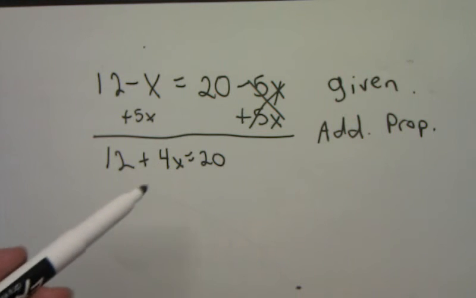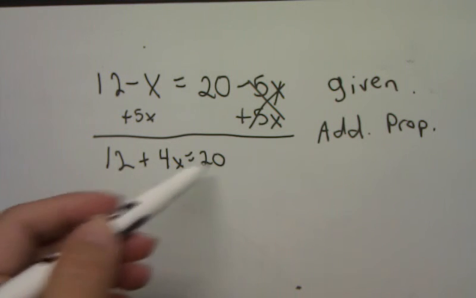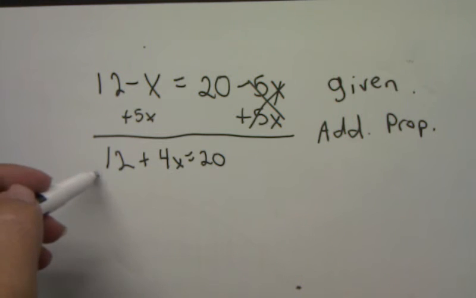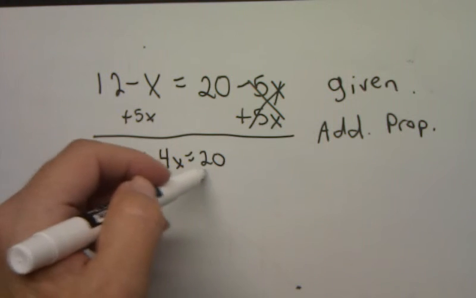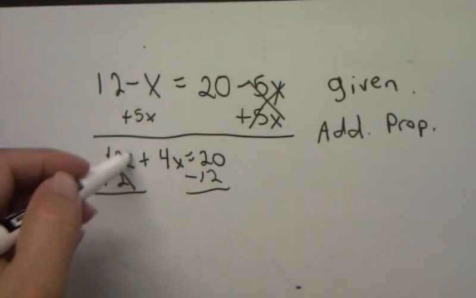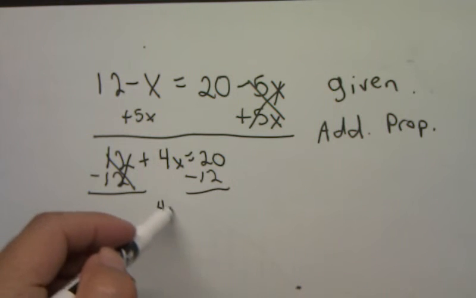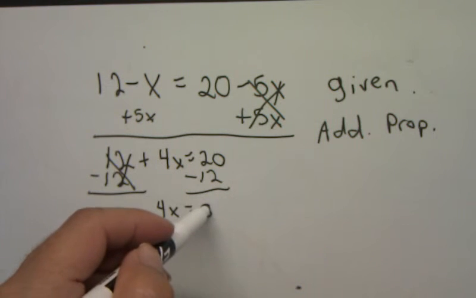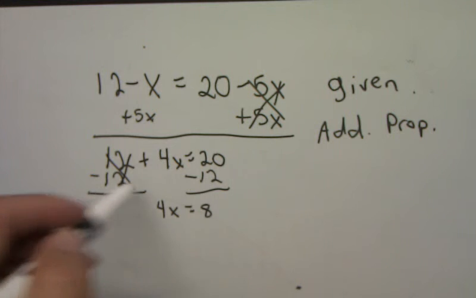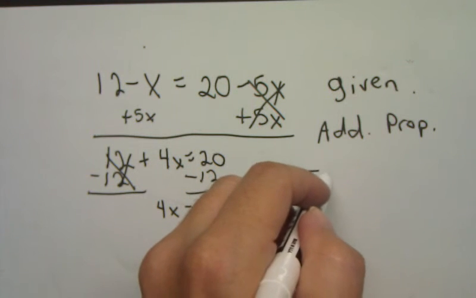Okay? Now I have this. What do I do now? I have numbers on both sides, so I'm going to have to get rid of the numbers. So I have to subtract 12. Those cancel out. So I have 4x equals 8. Why? I subtracted, so this is the subtraction property.